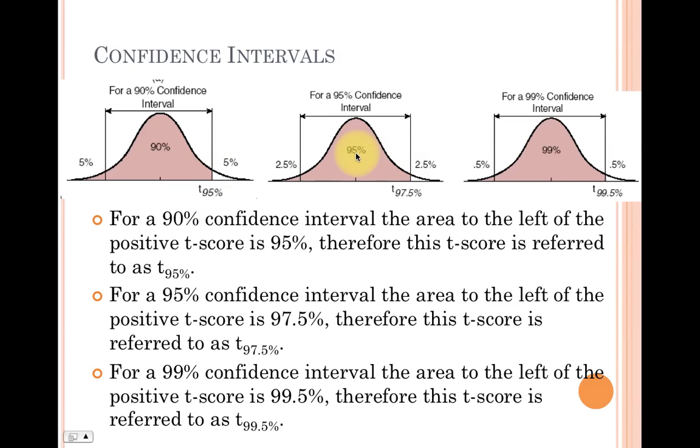When constructing a 95% confidence interval, you're going to be using the t sub 97.5% t-score, and constructing a 99% confidence interval, you're using the t sub 99.5% t-score.